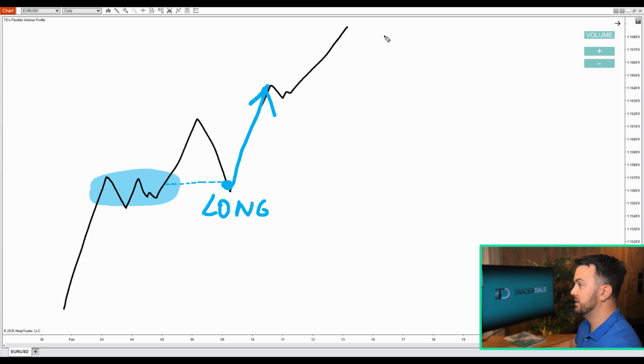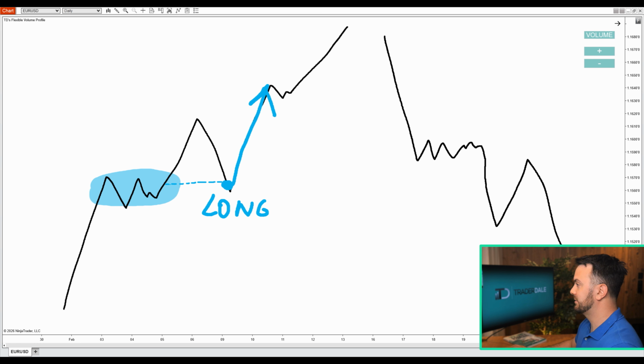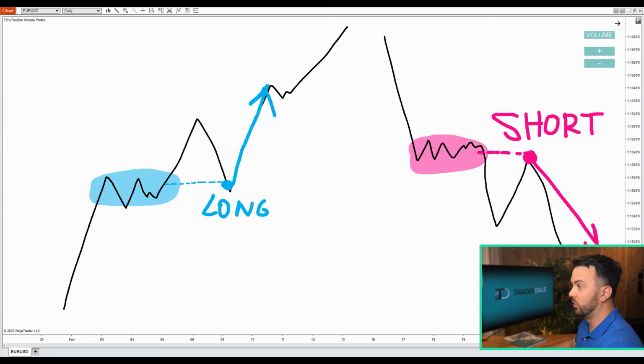So imagine a downtrend looking, for example, like this, and imagine that in that downtrend there is a significant volume zone in here. So what you want to do is mark this on your chart, and when the price revisits this heavy volume zone in the future, you want to go short from there. All right, so this is how you use volume profile to trade in a trend.